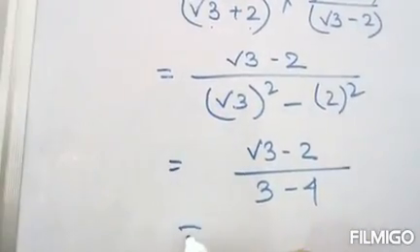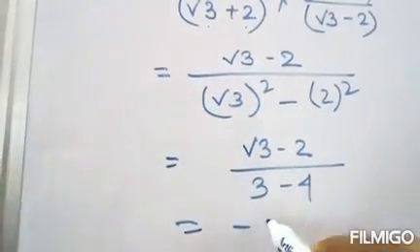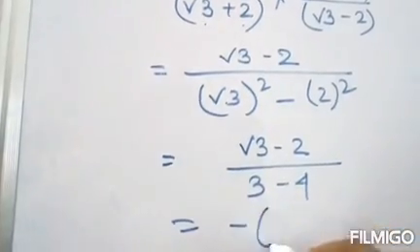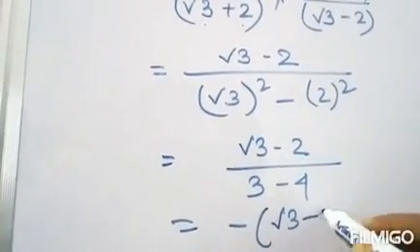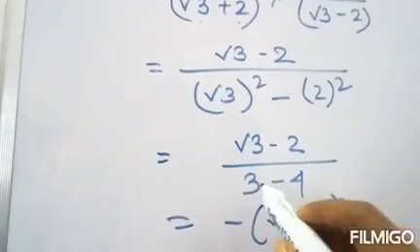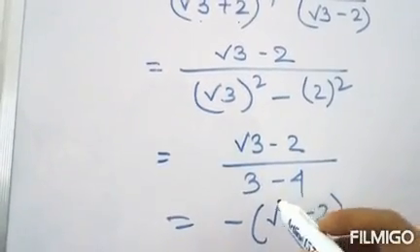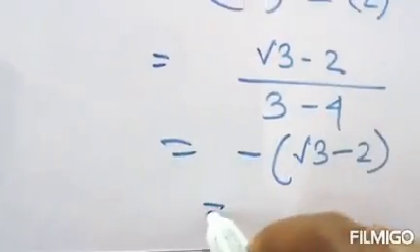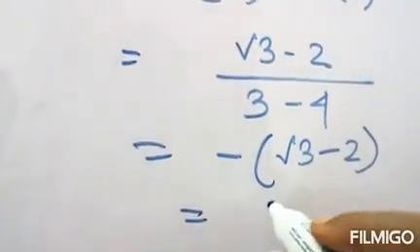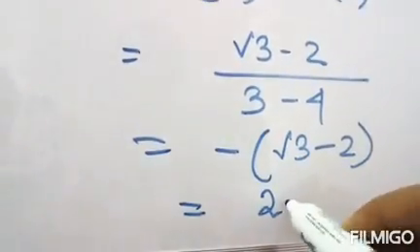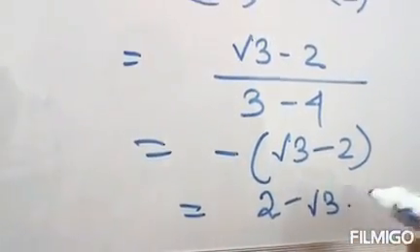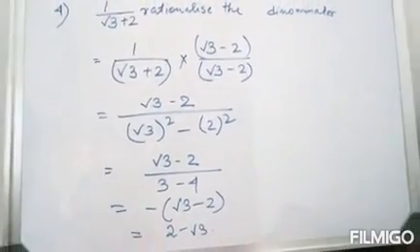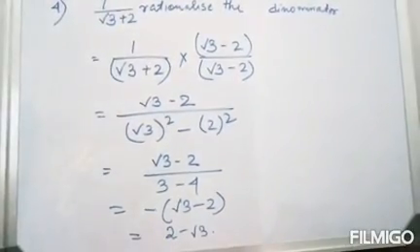So your answer will be minus of root 3 minus 2, because 3 minus 4 is minus 1. So minus of root 3 minus 2, or we can just arrange it and say it as 2 minus root 3. This is how we do rationalizing of the denominator.